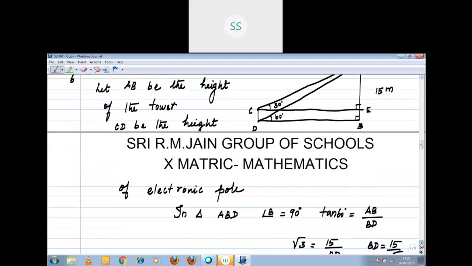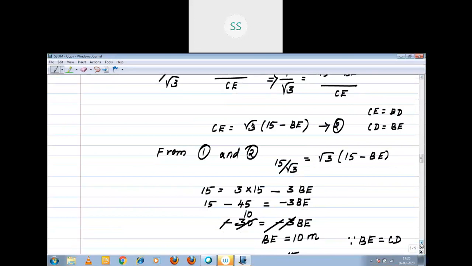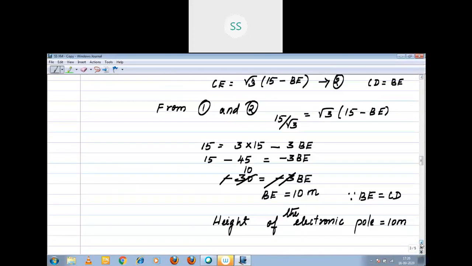CD equal to BE, BD equal to CE. Opposite sides are equal. That concept I applied and I found the height of the electronic pole. Got it, children? You have to go through it. If you didn't understand, you should ask me.